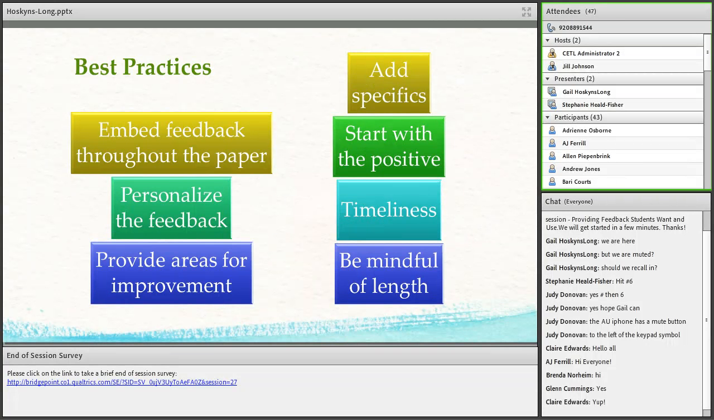So that was kind of the background on our research. These are the best practices that we came up with. So I'm going to turn it over to Gail, and she's going to look at each more in detail.